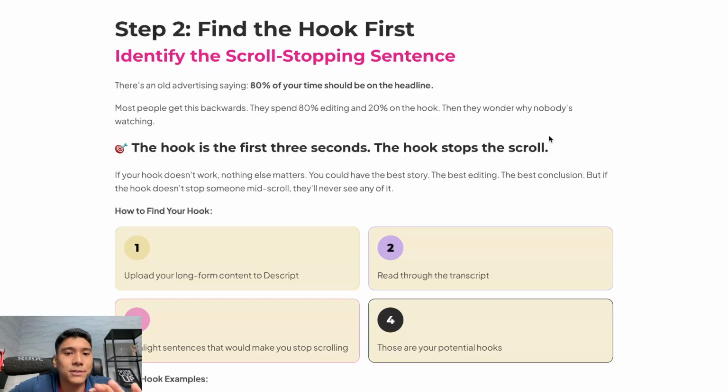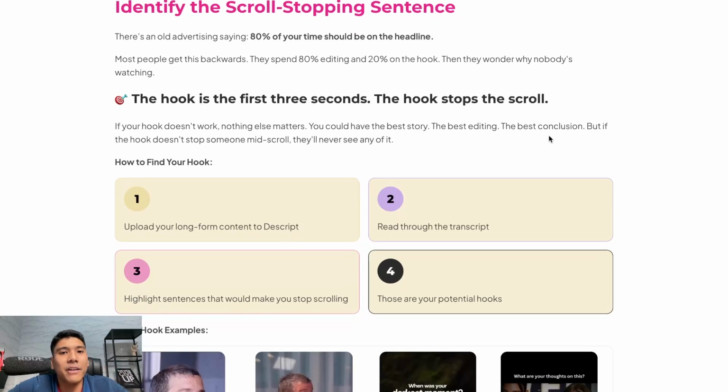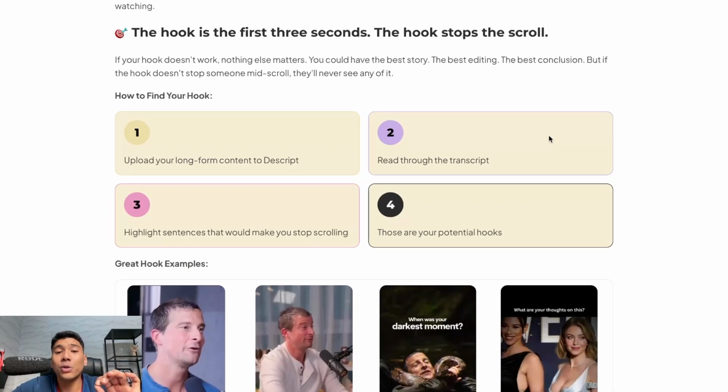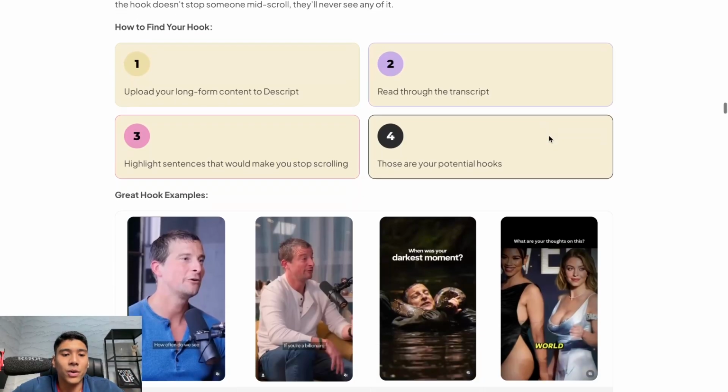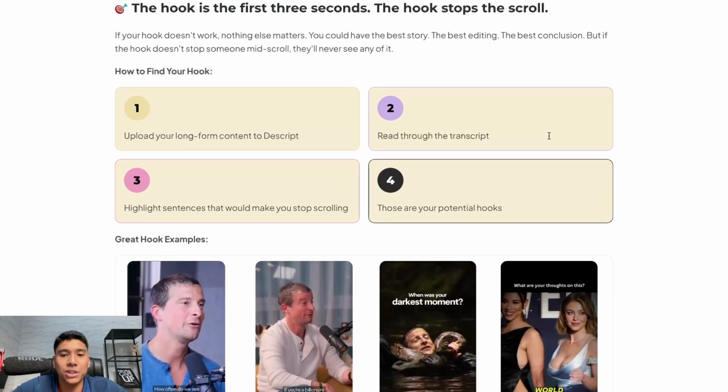So step 2 is finding the hook. There's an old advertising saying that 80% of your time should be on the headline. It's exactly the same for the hook of a short-form video, right? So the hook is the first 3 seconds. You need to spend 80% of your time on these 3 seconds, right? So how to find your hook? I always like to use the script. So upload your long-form content to the script, read through the transcript, and highlight sentences that you think would make you stop scrolling, okay?